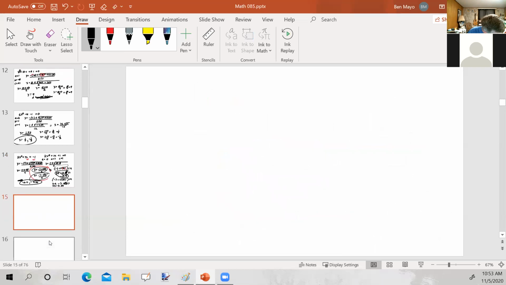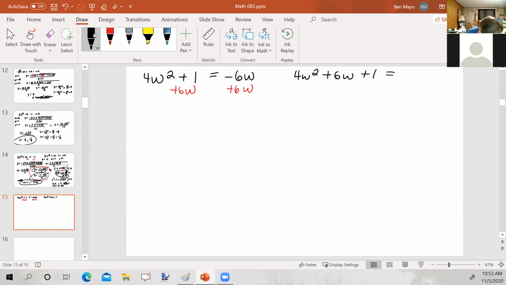Okay, let's see here. This says 4w squared plus 1 equals -6w. So now we have a second degree equation, but instead of the variable being an x, it's a w. So I'm going to add 6w to both sides of the equation in order to get it in standard form. So now a is 4, b is 6, and c is 1.